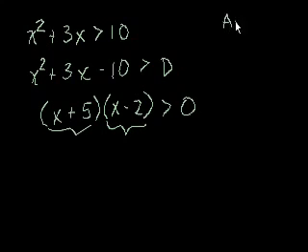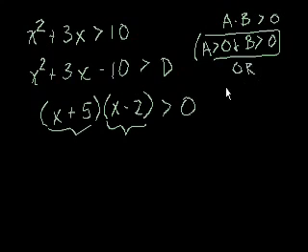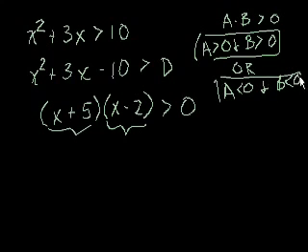If I told you that a times b is greater than 0, we know that either a is greater than 0 and b is greater than 0, right? Which just means that they're both positive. Or a is less than 0 and b is less than 0, which means that they're both negative, right? All we know is that they both have to be the same sign in order for their product to be greater than 0. And we just do the same thing here.